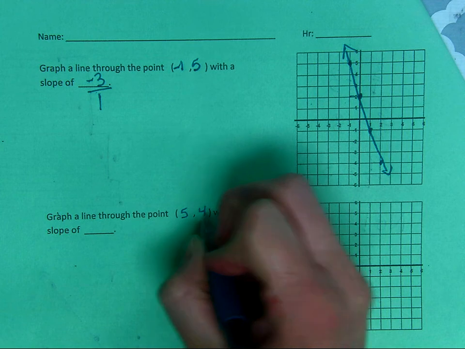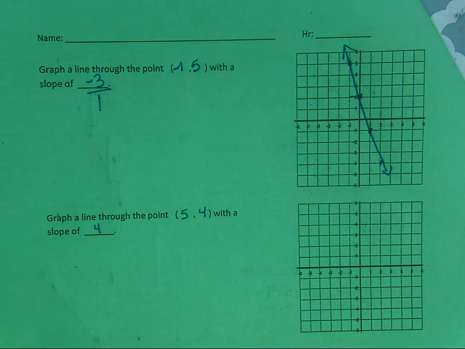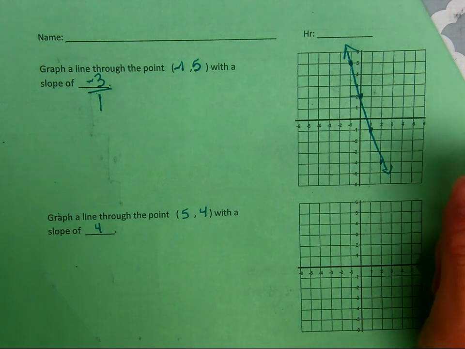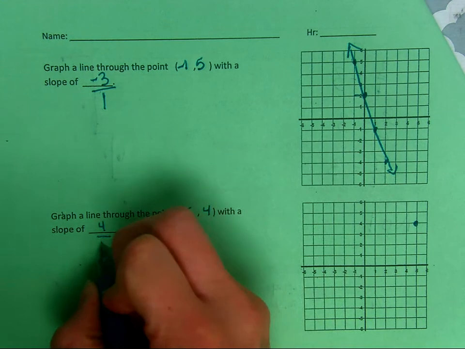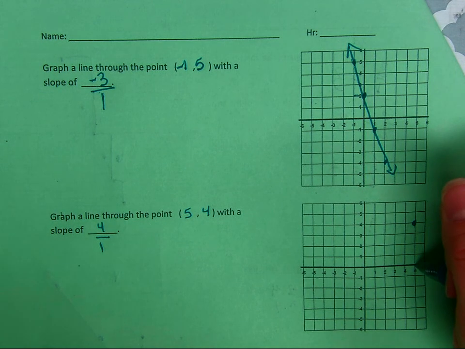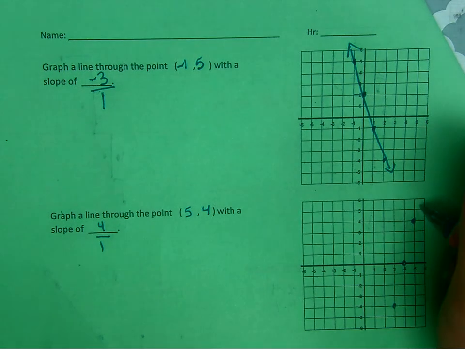Good, last one. Pause the video to try this one. So 5, 4 is right here. So with a slope of 4, remember that's 4/1. So I can't go up 4, so I need to go down 4, and to make it positive, I'm going to go back to the left. So down 4 and then back left, because then actually left to right, it's making it a positive graph.